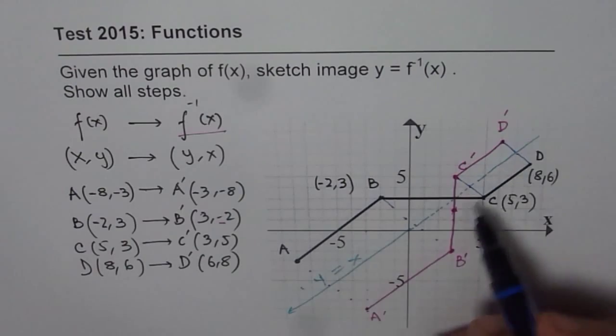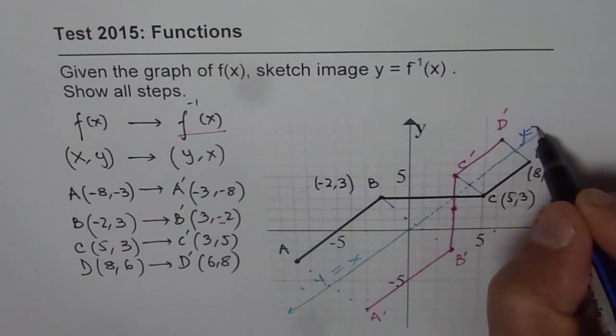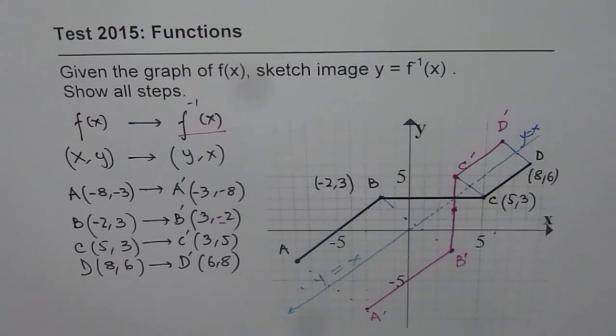So reflecting on the line y equals x and getting the inverse is another way to find the inverse function from the graph. I hope both the techniques are absolutely clear to you, and you will not have any difficulty in sketching the inverse of a function from the given graph.